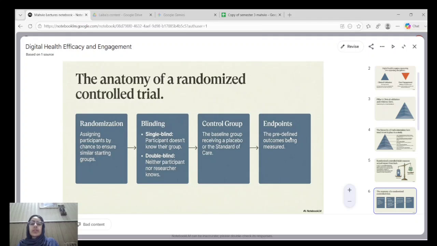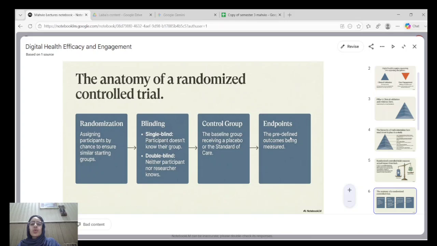Single blind means the participant doesn't know their group. Double blind means neither the participants nor the researcher knows, and in software, double blinding is notoriously difficult. A patient usually knows if they are using an app.